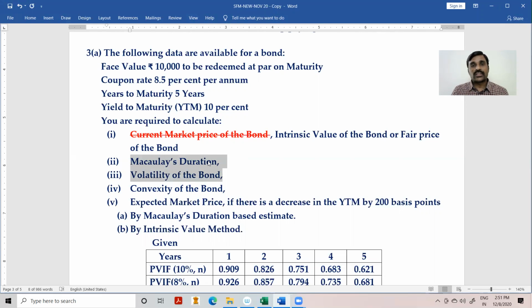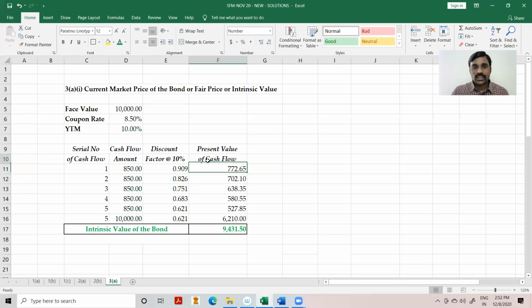The greater the duration of the bond, the greater the uncertainty, the greater the risk. If the bond's duration is more, that means today I am investing and I am going to recover after, say, 2 years, less uncertainty. If I am going to recover after 20 years, more uncertainty, more risk. Greater the duration, greater the uncertainty, greater the risk.